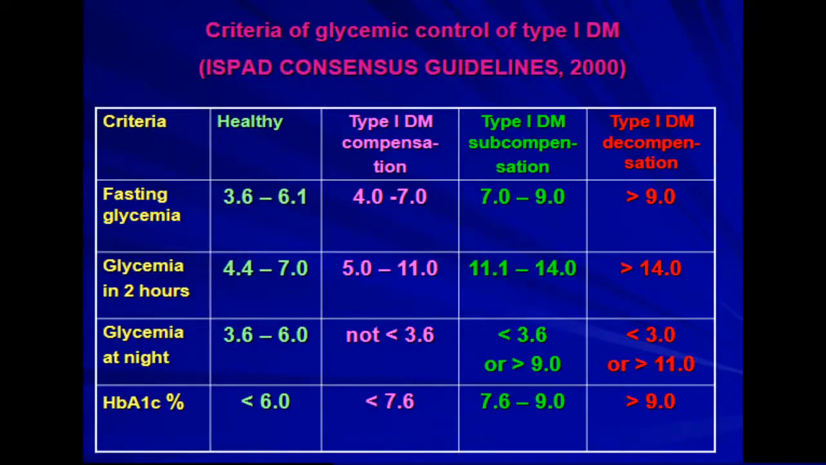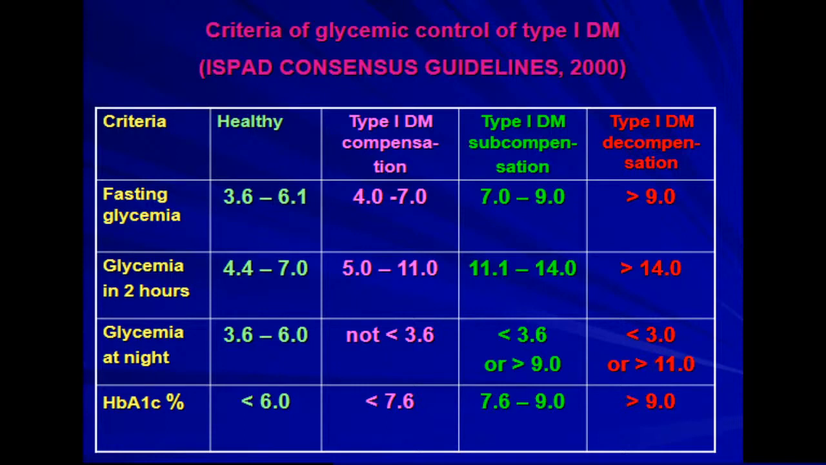Now you see criteria of glycemic control of type 1 diabetes mellitus. Healthy children: fasting glycemia 3.6 up to 6.1. Glycemia 2 hours after meal, middle level, 4.4 up to 7. Glycemia at night, 3.6 to 6. And glycosylated hemoglobin less than 6.